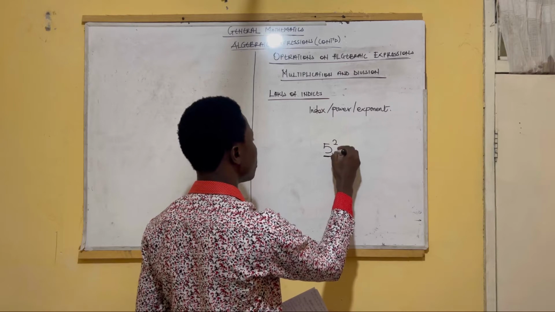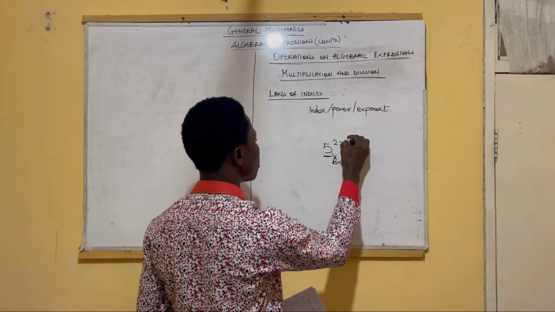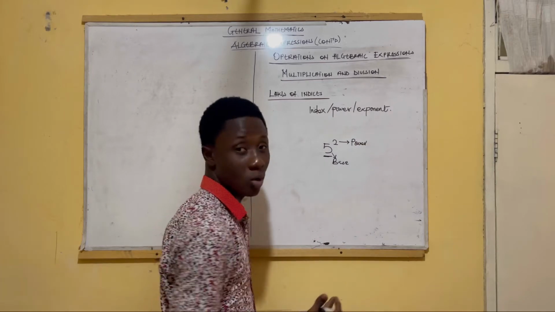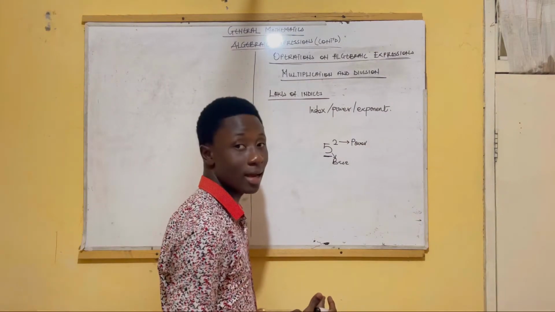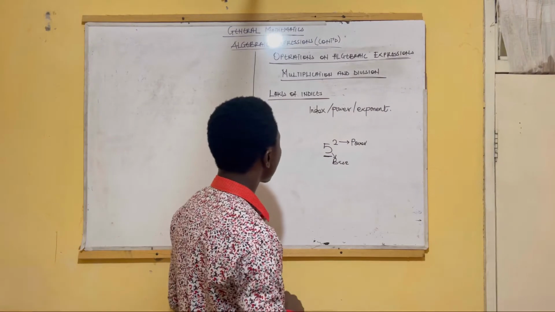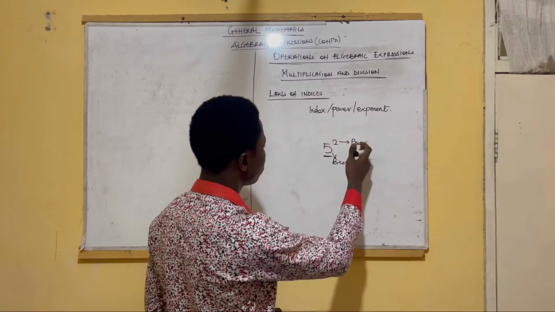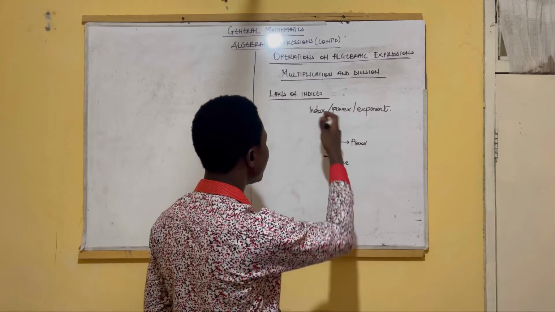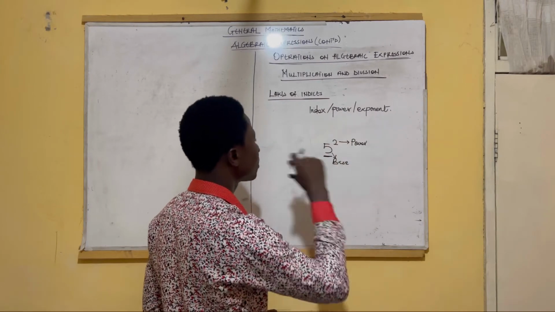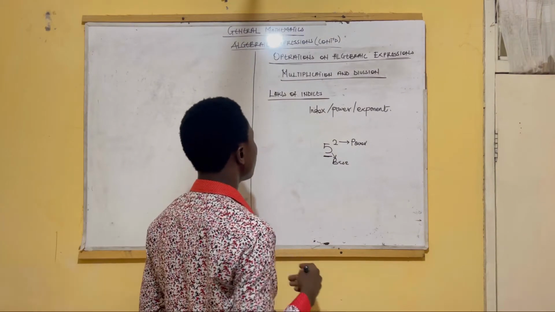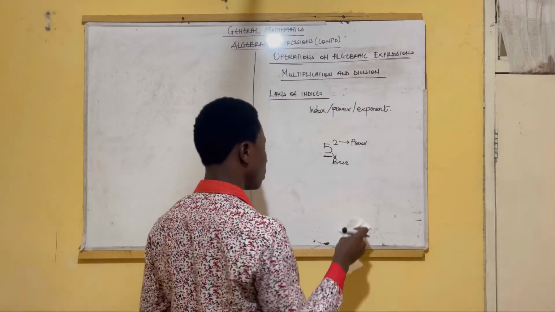And then 2 is what? The power, or the exponent. Do you understand that? Base and then power, or exponent, or index. Now, when it's several, we say indices. So the laws are basically two. Let's take a look at them.